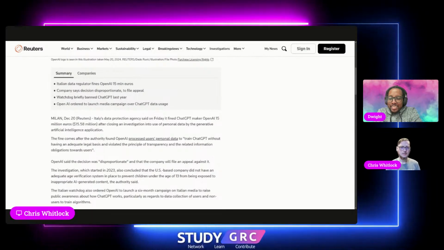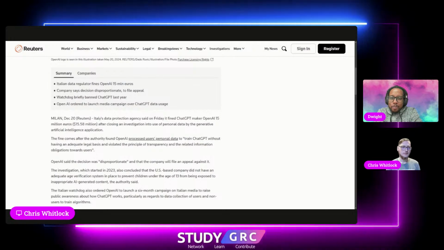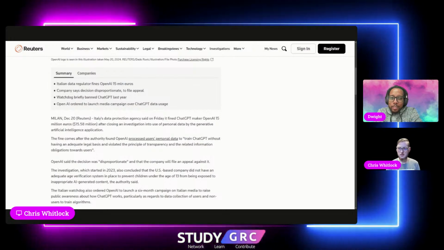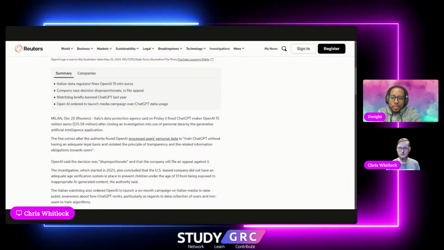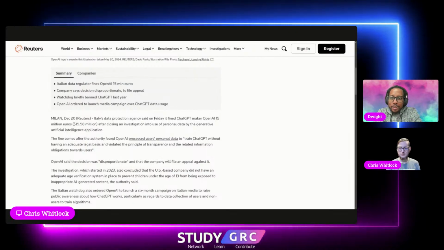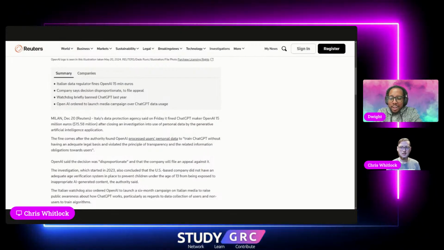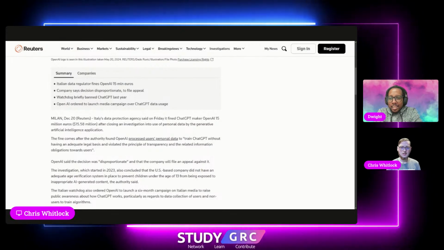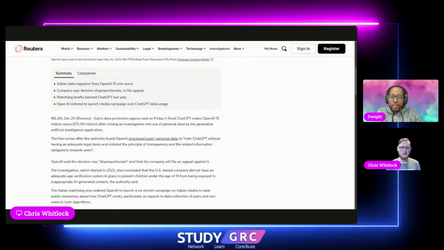Yeah, the wild part is when you get to the end of this article, they do talk about how OpenAI complained that it was disproportionate, like the fine didn't really meet the crime, is basically what they're trying to say. But they responded that the fine could have been higher. The fine was only 15 million because they were cooperative in the whole process.